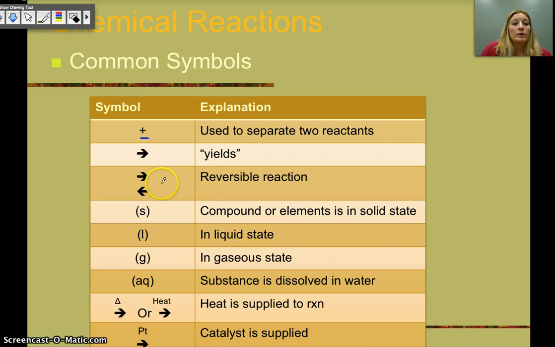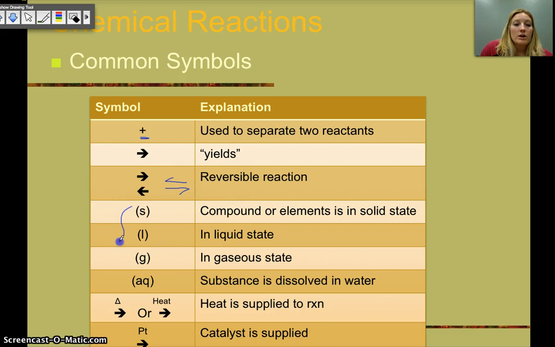Sometimes you'll see an arrow like this, where it's 1 on bottom, 1 on top. Sometimes you'll see it written that way as well. This means that it's a reversible reaction. That means it can go one way, and then sometimes the products will go back the other way. These are equilibrium reactions, and we kind of get into that in advanced chem.